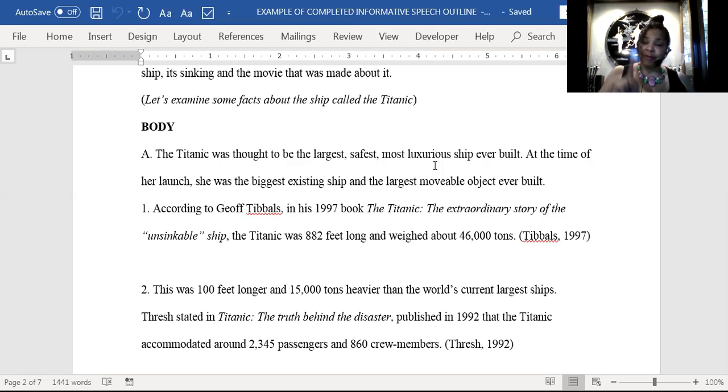All right. The body says here, first main point: the Titanic was thought to be the largest, safest, most luxurious ship ever built.